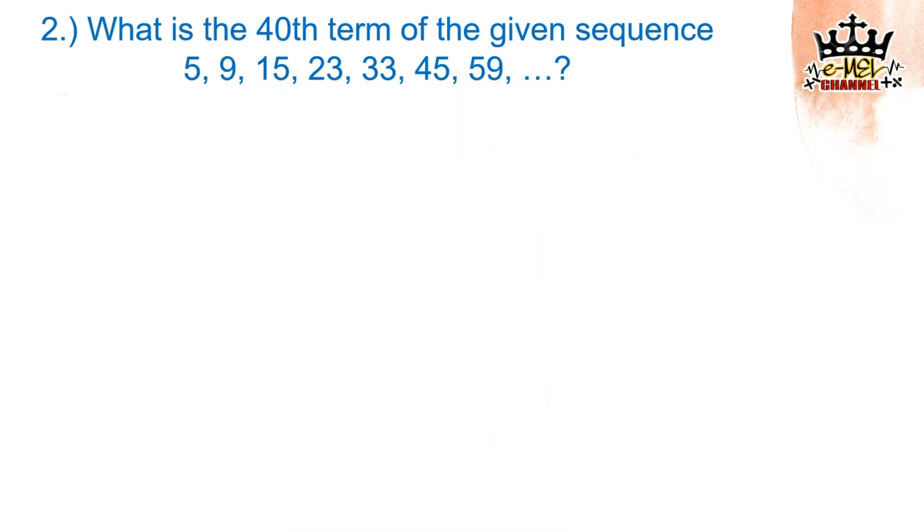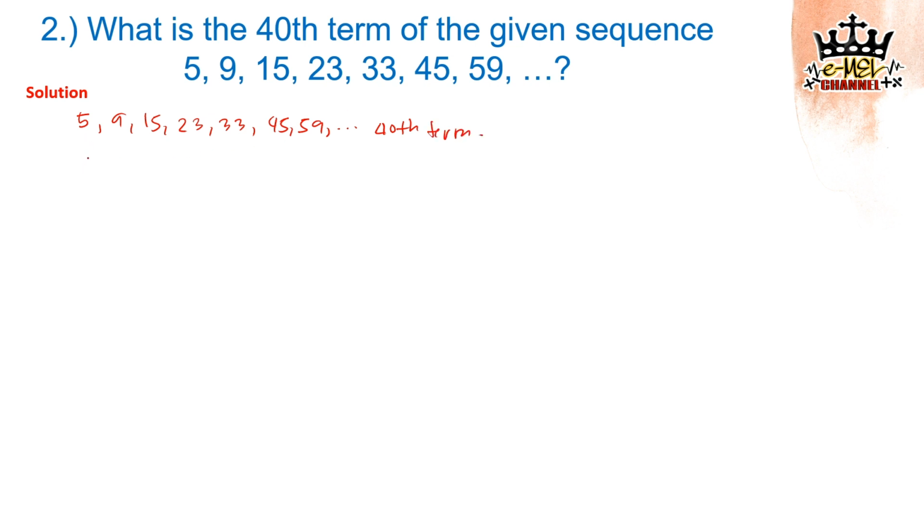What is the 40th term of the given sequence? 5, 9, 15, 23, 33, 45, 59. The same process. You're going to write the problem this way: 5, 9, 15, 23, 33, 45, 59. And we're concerned with the 40th term of this sequence.